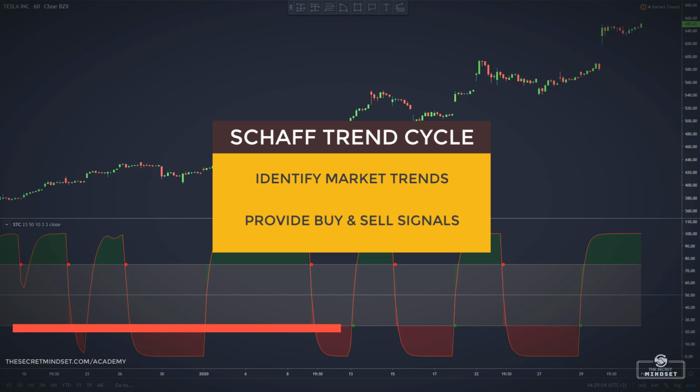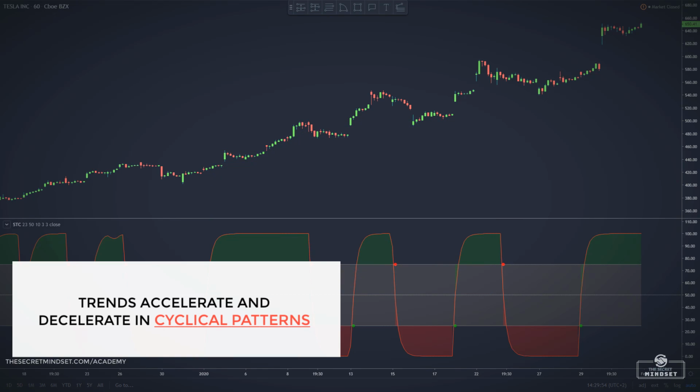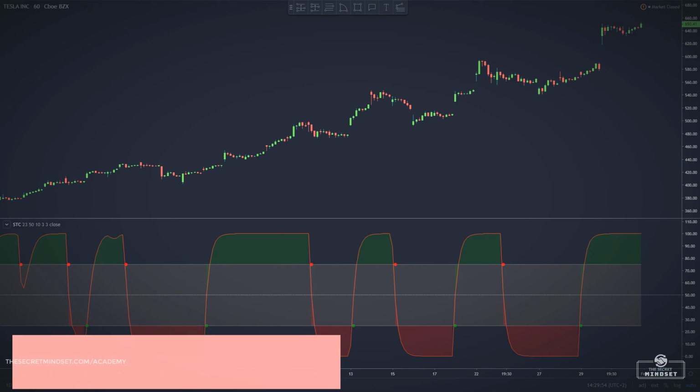Schaff Trend Cycle is a type of oscillator and is based on the assumption that, regardless of time frame, trends accelerate and decelerate in cyclical patterns.